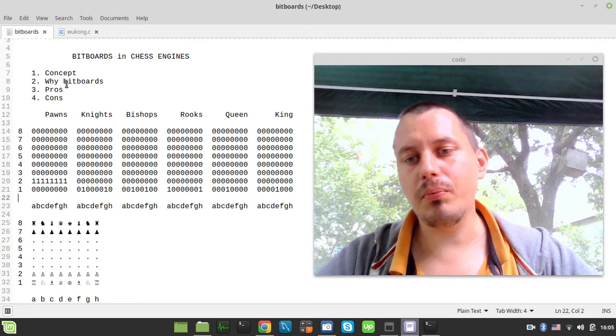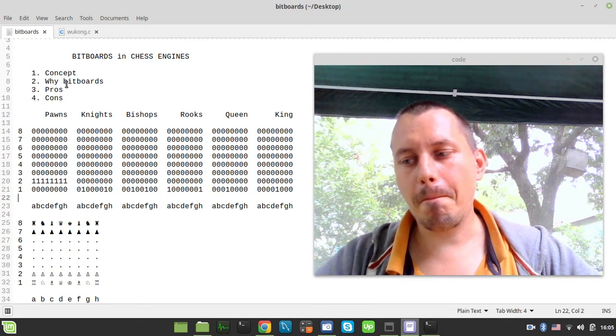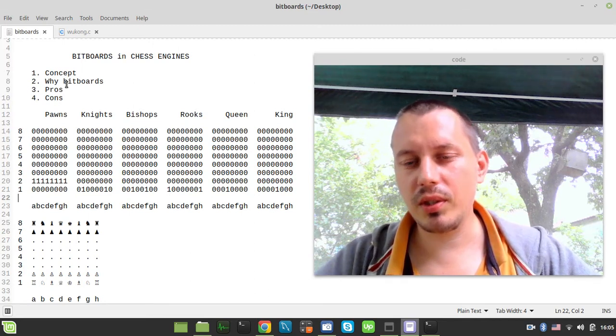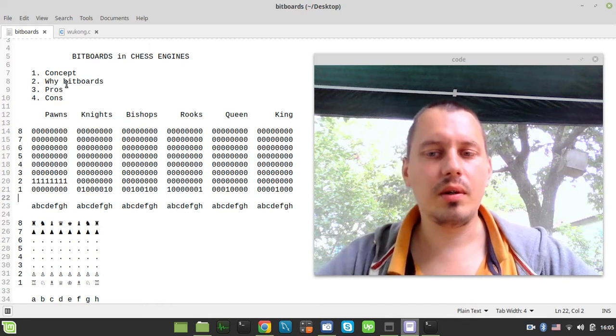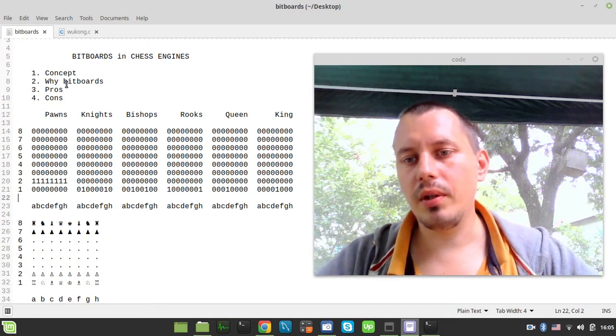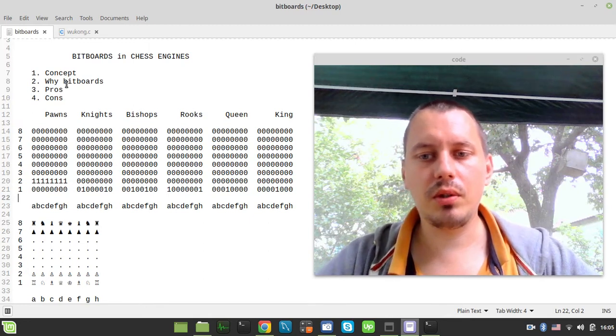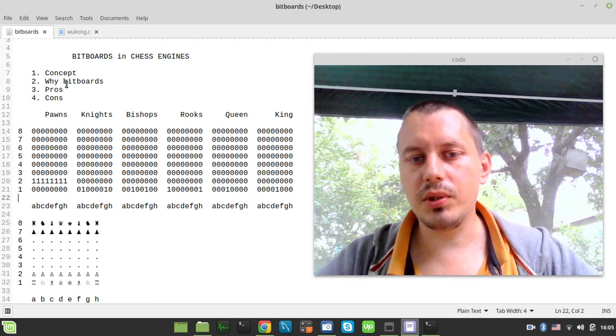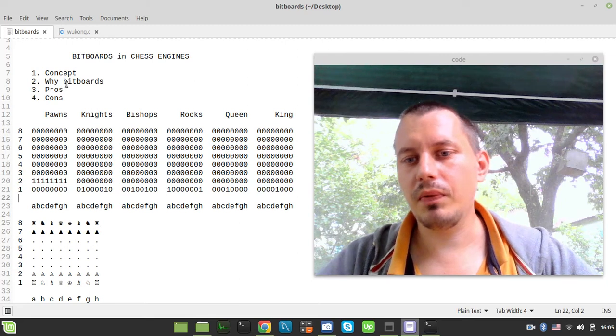it's far more important to understand the topic. So which parts does a chess engine consist of, like board representation, move generator, search function, and the evaluation. Board representation and the move generation are really tied together, so it's incredibly difficult to separate them.